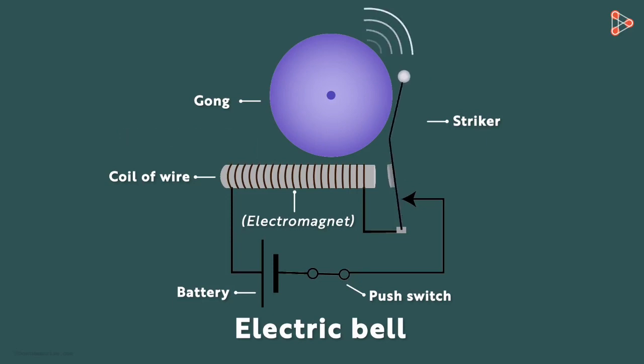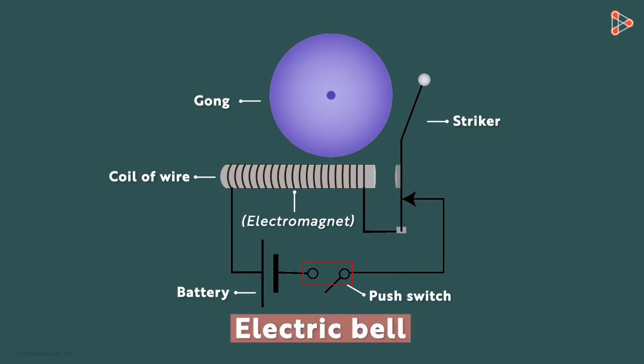This process will continue until the switch is open again. As soon as we release the push button, the circuit breaks and the bell stops ringing. That's the basic idea of how an electric bell works.